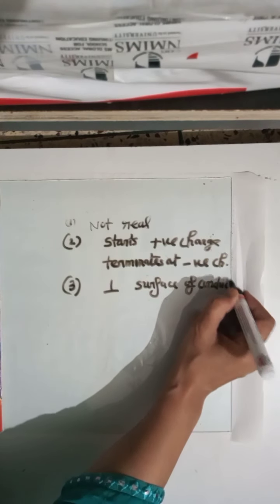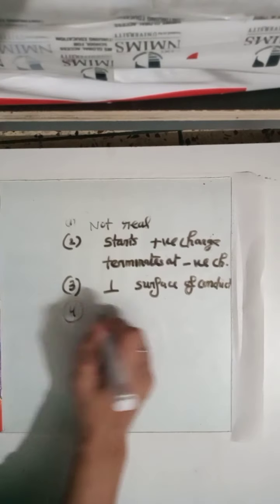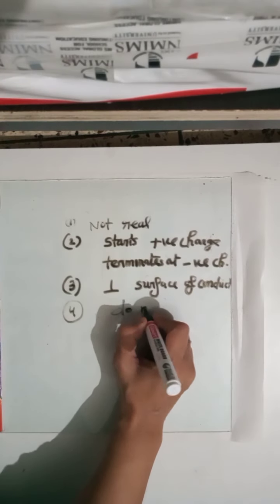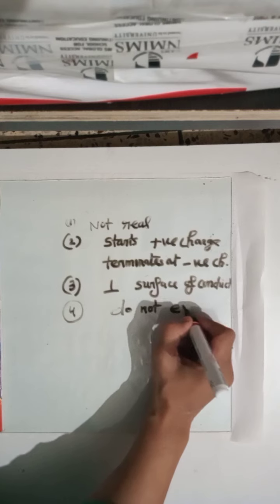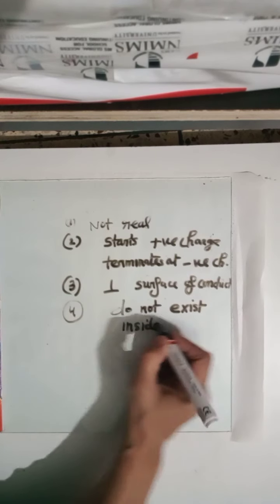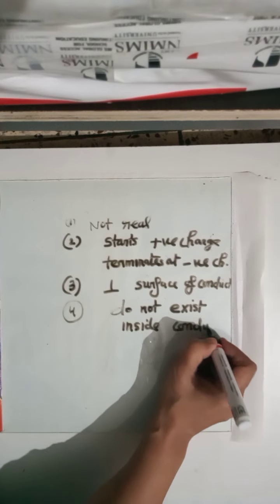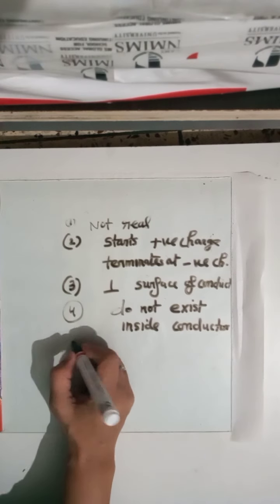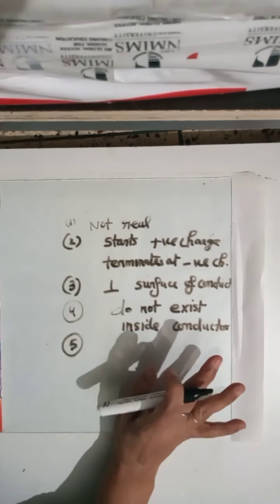Number 4 point, do not exist inside the conductor. Now the next point, which is the point of the definition of the electric lines of force.